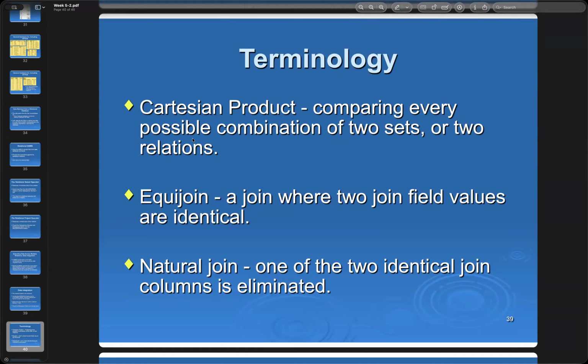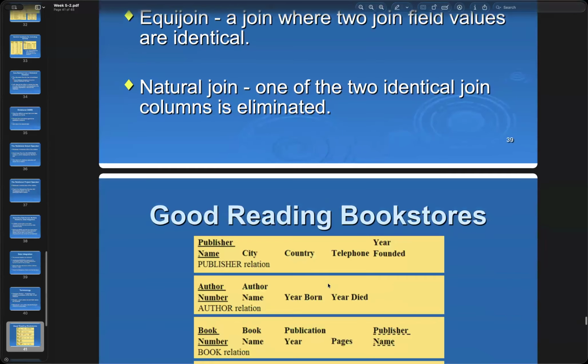When we compare, here you could join. Joining two fields where the values are identical. If they're identical, we join them. And sometimes we say natural join. So one of the two identical join columns is eliminated. This one is called eliminated. Most of the time we say natural join. So one of the two identical join columns is eliminated. We try to eliminate one. So that's the natural join.